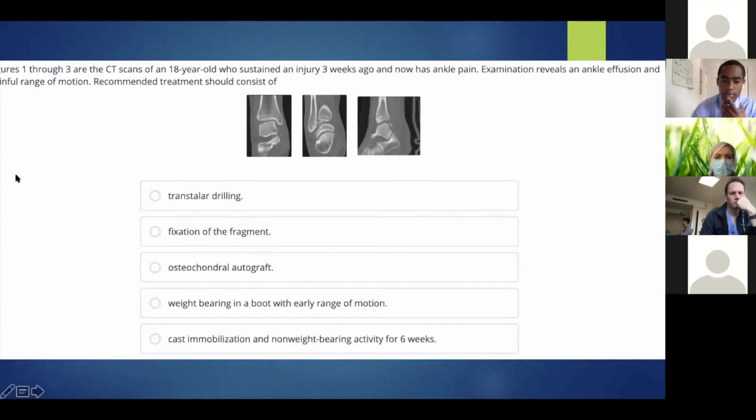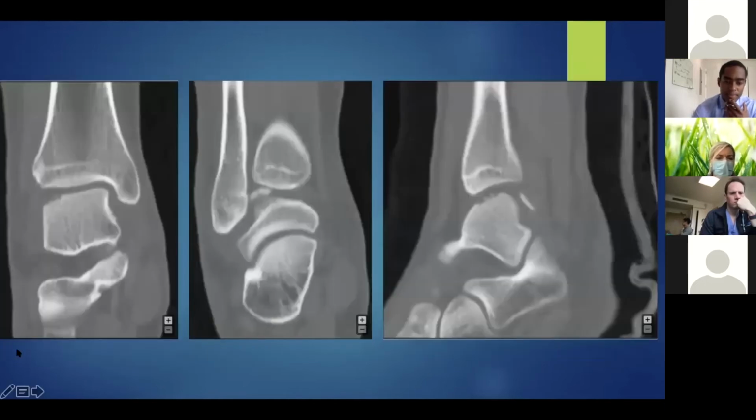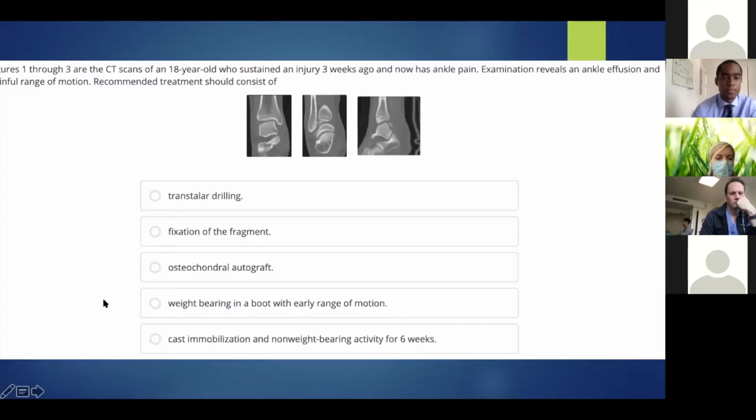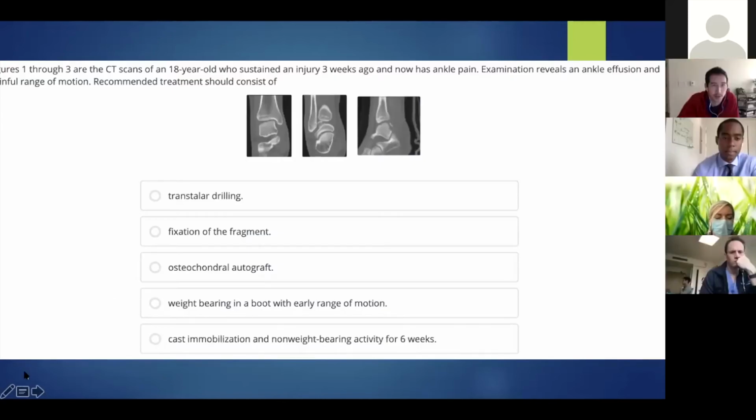Dr. Freshman, you want to take one? Sure. Sorry, I didn't get a chance to read the question here, Dr. Olson. Figures 1 through 3 are CT scans of an 18-year-old who sustained an injury 3 weeks ago, now has ankle pain, has an ankle effusion on exam and painful range of motion. Treatment should consist of, okay.